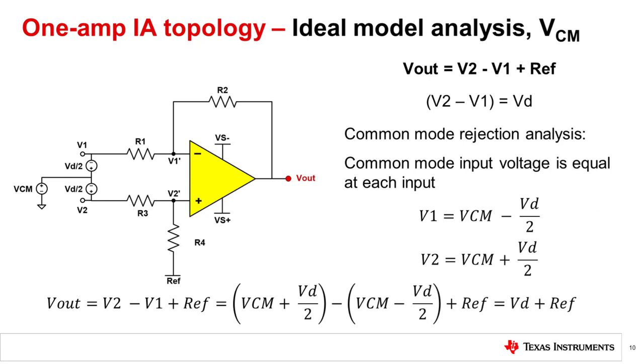By definition, the common mode input voltage is equal at each input and splits the differential voltage as shown here. V1 is equal to VCM minus half the differential voltage, and V2 is equal to VCM plus half the differential voltage. Plugging this into our output equation and simplifying, we get Vout is equal to Vd plus ref, where Vd is equal to V2 minus V1. So it rejected the common mode voltage, leaving only the differential voltage.